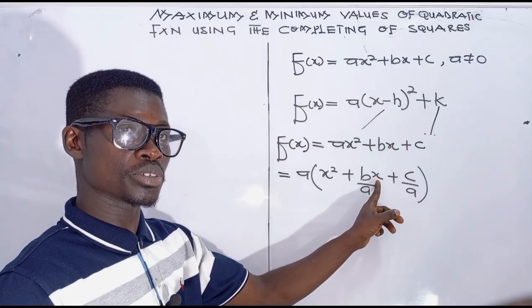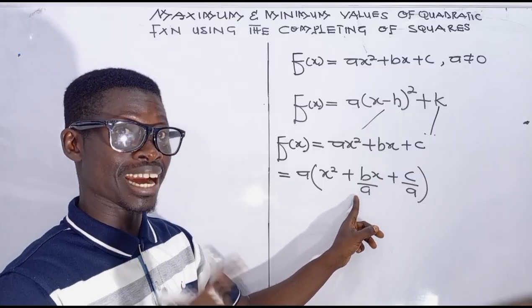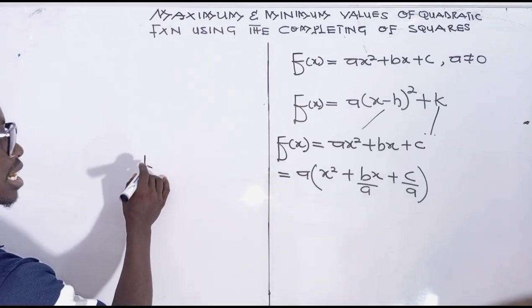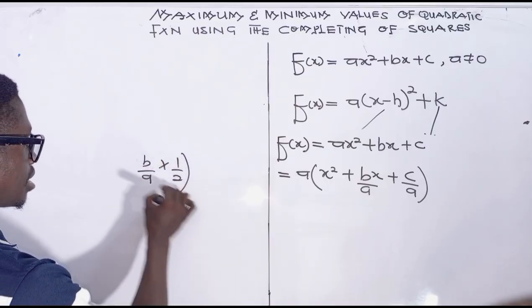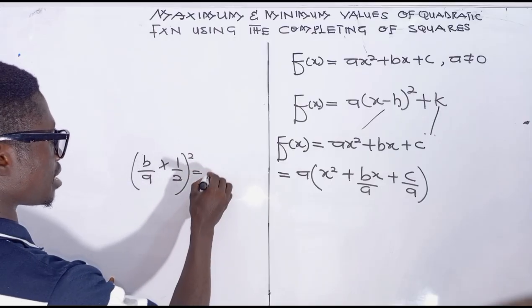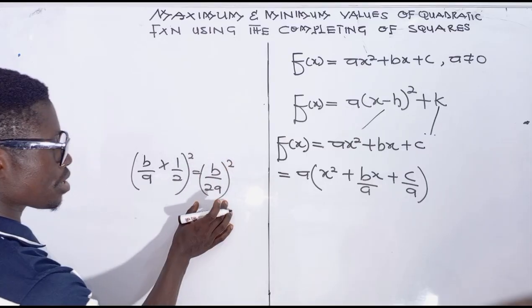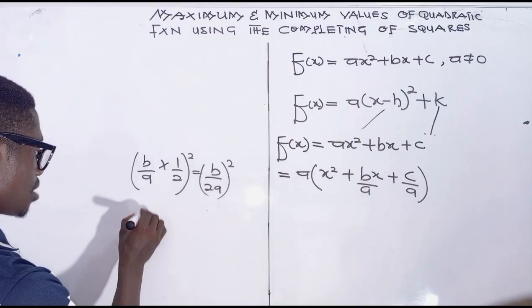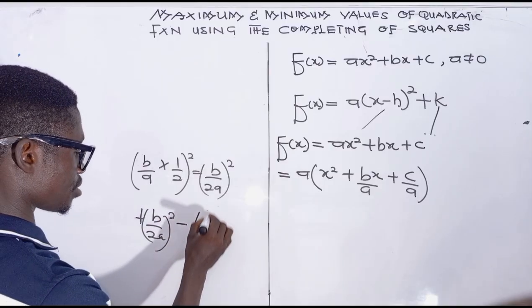X. So what we are going to do to the coefficient of x is that we are going to multiply the coefficient of x by half, and then we square it. We are going to multiply the coefficient of what? X, which is b all over a. We multiply it by half, and then what do we do? We square it. So the product of this is going to give us b all over 2a all squared. So what we are going to do is that we are going to add and subtract this to the expression. So we are going to add this, and then we are going to subtract this.